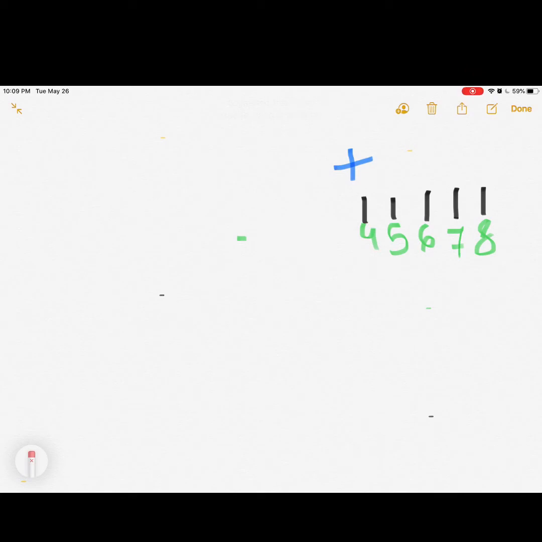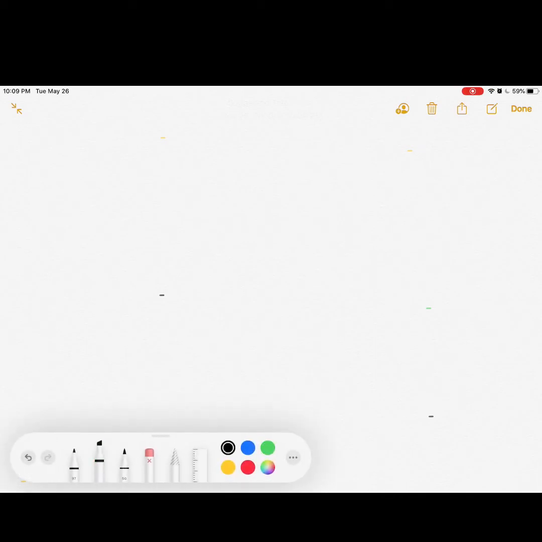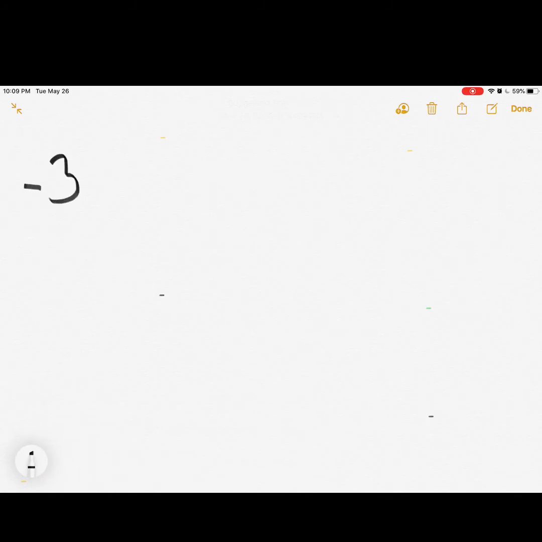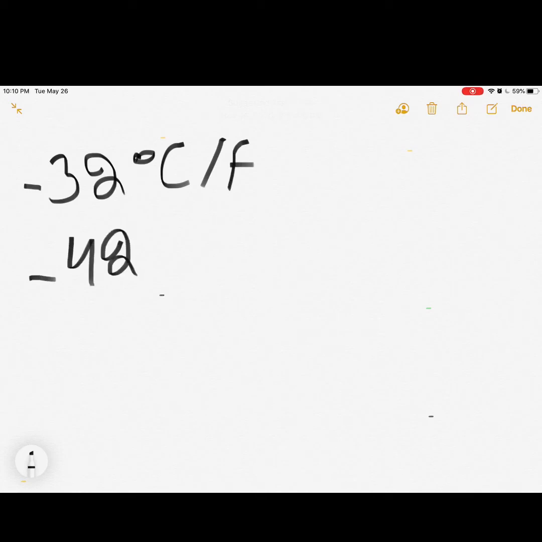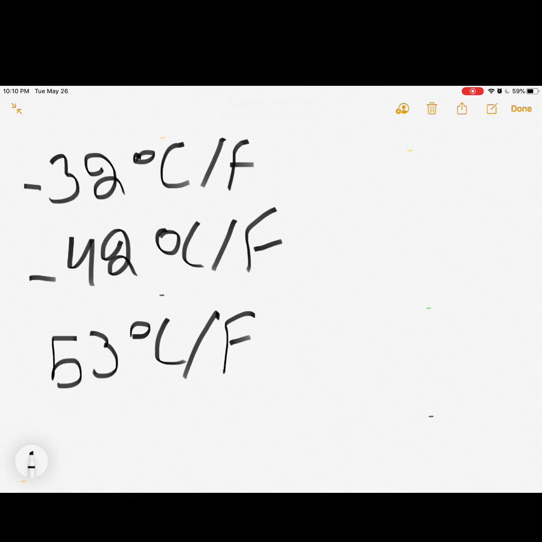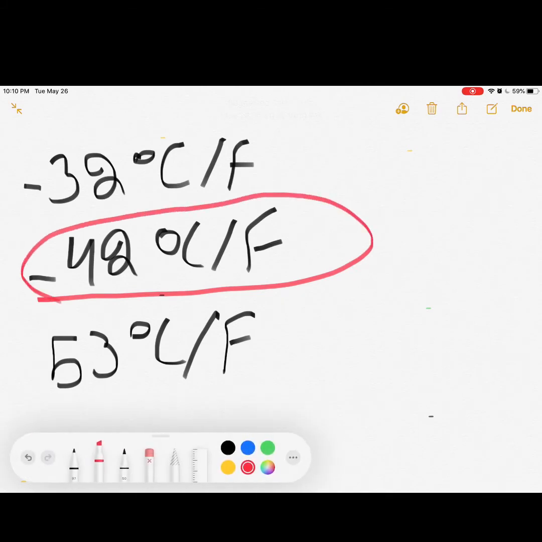Let's take another example, but with temperatures. Which temperature of these is the coolest? So the temperatures, I'm going to write them down right now on my screen. Okay, here. We have -32 degrees Celsius / Fahrenheit. The other one we have is -42 degrees Celsius / Fahrenheit. The last one is 53 degrees Celsius / Fahrenheit. As we said, the more you get away from 0 in the negative numbers, the less the number becomes. That means that the coolest temperature is -42 degrees Celsius / Fahrenheit.